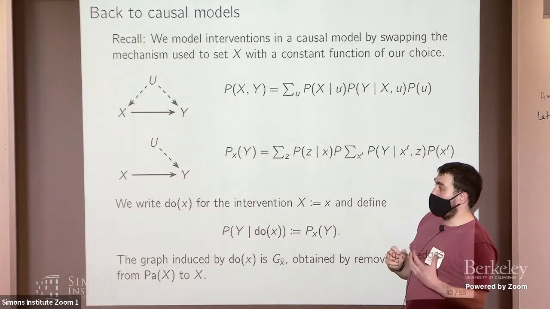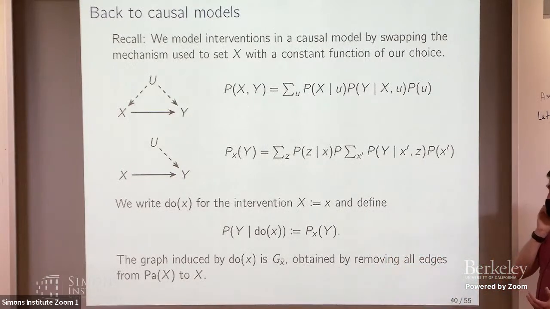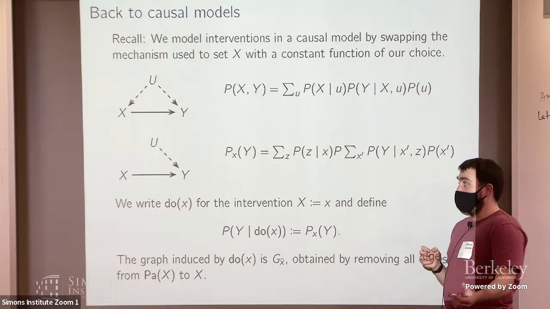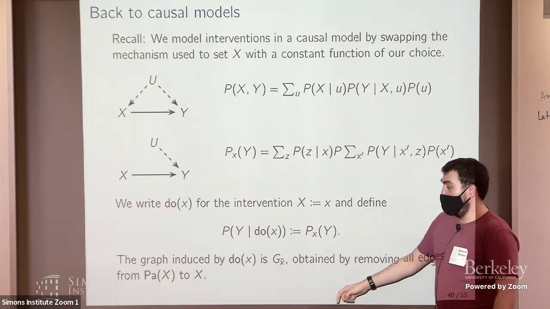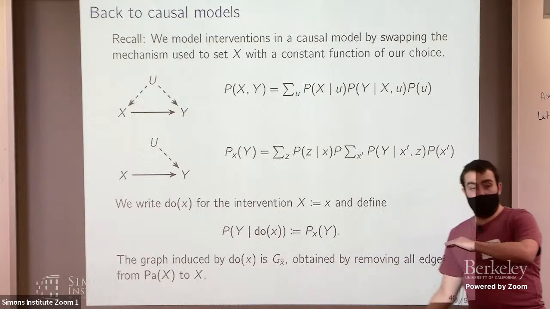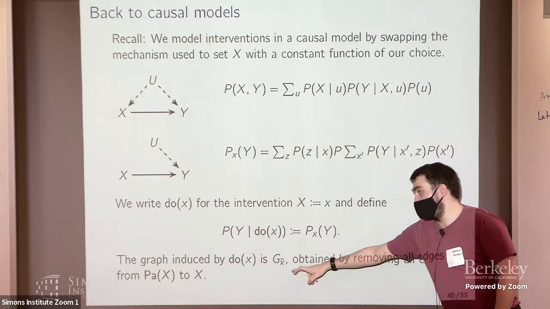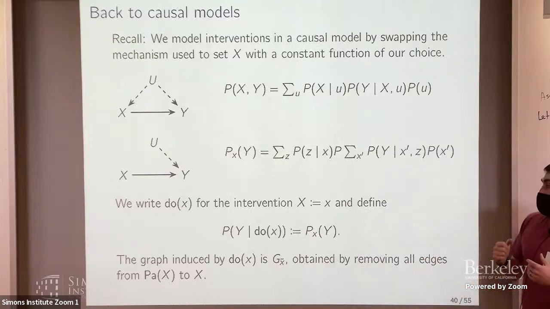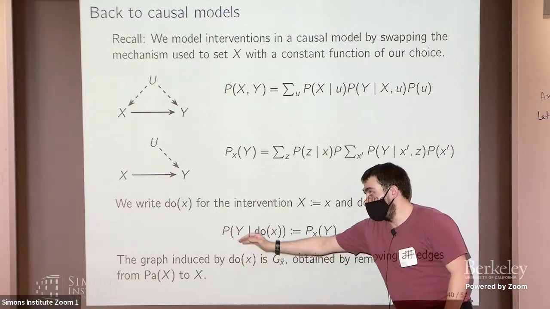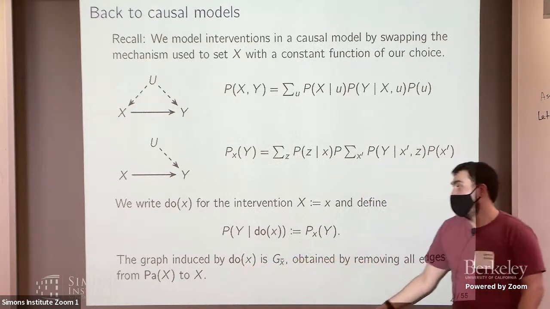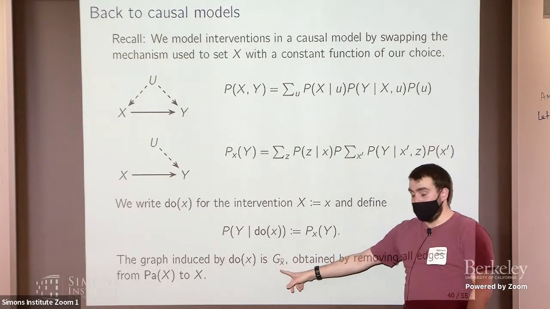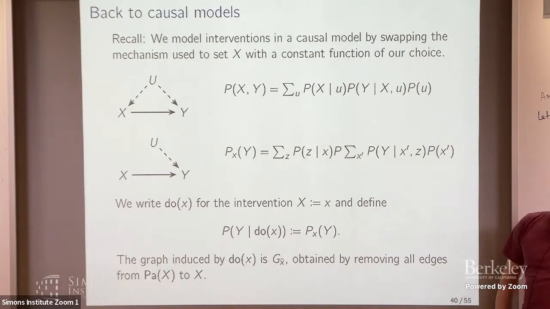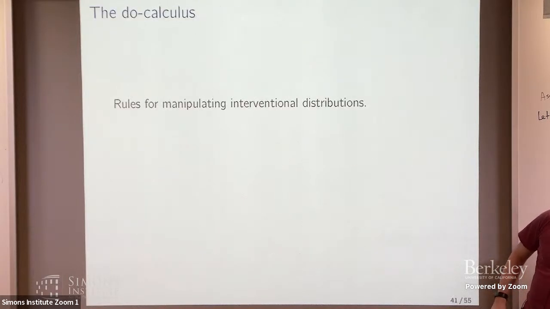So the graph change that's induced by an intervention is removing all edges from parents of intervention variables to those intervention variables. We'll write G bar sub X to denote this graph. So in this notation, the do operation takes our original graph and replaces it with the graph where we've cut all the parent edges to X. Okay, so again, the do calculus is a set of rules for manipulating interventional distributions.